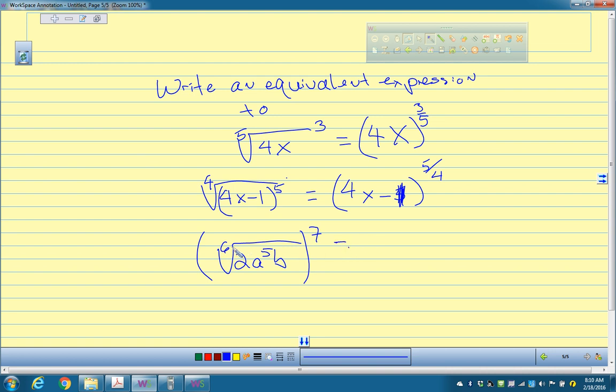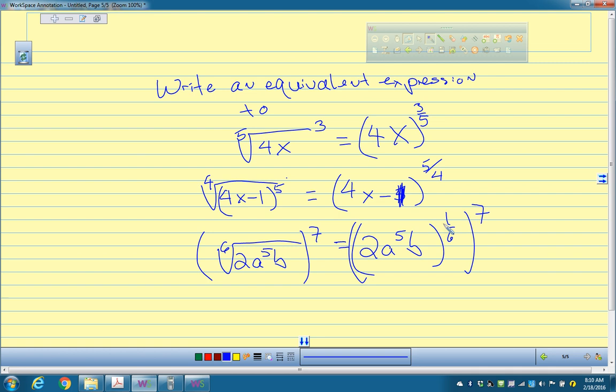The expression is 2a to the 5th b, the 6th root of this raised to the 7th power. So this requires some steps. What you want to do first with this one is rewrite this as 2a to the 5th b raised to the 1/6 power, that raised to the 7th power. You understand what I just did? Because it's the whole thing, right? If it's the 6th root of the whole thing, you put that whole thing in parentheses.